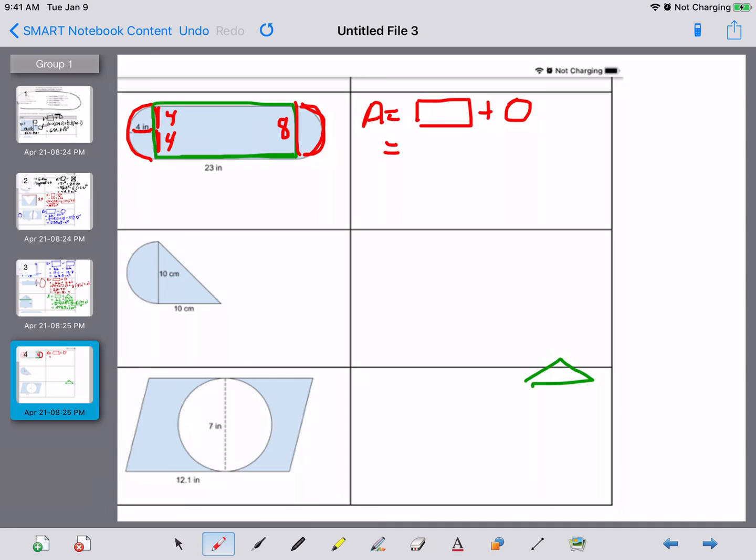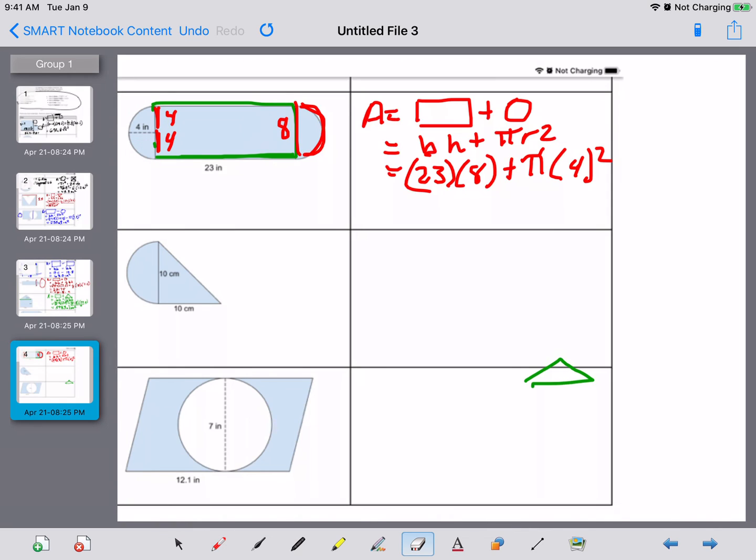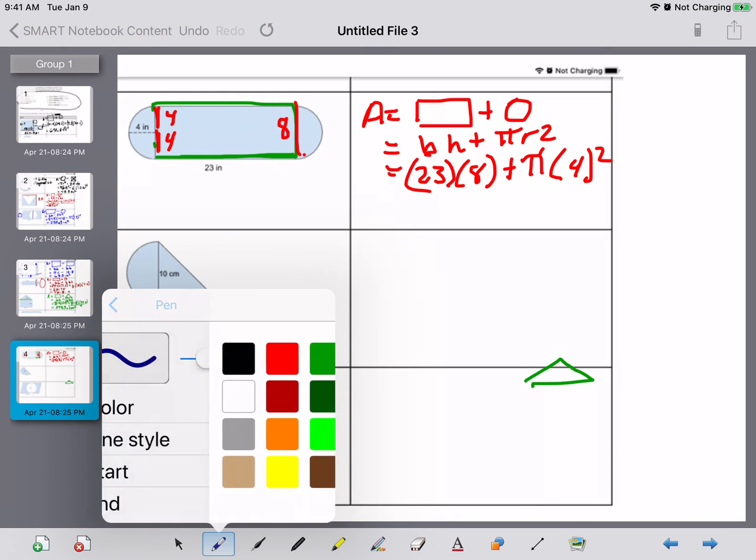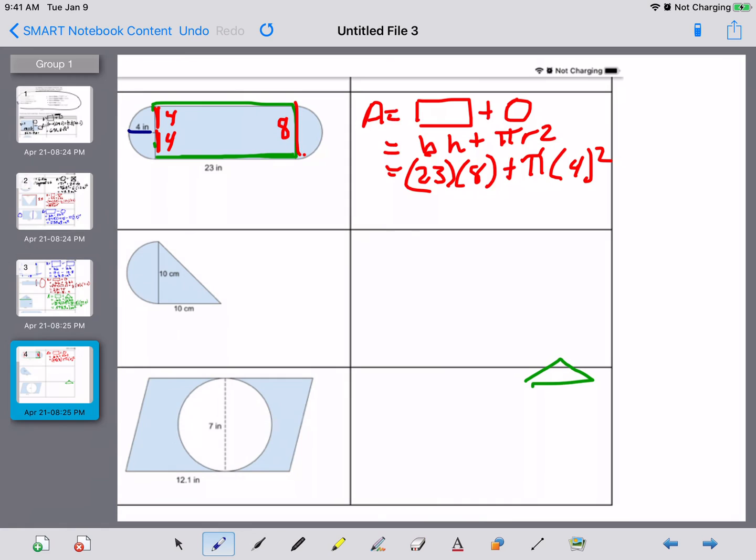So now I have my base times height plus pi r squared. So my base is 23, my height is 8, then I've got pi radius, which is 4 squared. Keep that in mind, I got that 4 from right there. Maybe we take care of that a little bit so you all can see where I'm getting my 4s. We'll get a little different color there. So right here is my 4 radius of my circle.